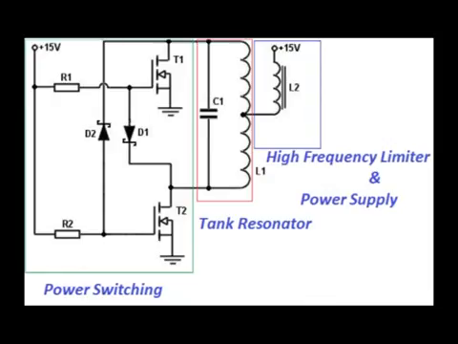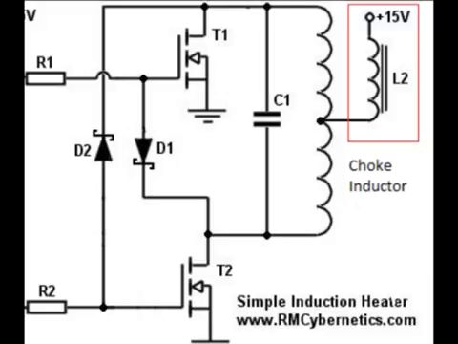The second subsystem, the tank resonator subsystem, which can be seen here circled by the red, is made up of the inductor coil and the capacitors. They are connected in parallel. The inductor coil is center tapped, and at that point it connects to the choke inductor, which is here. The circuit is a self-resonant system. This means that it will run at the resonant frequency of the attached coil and capacitor.